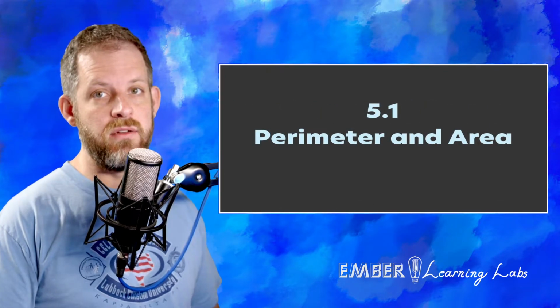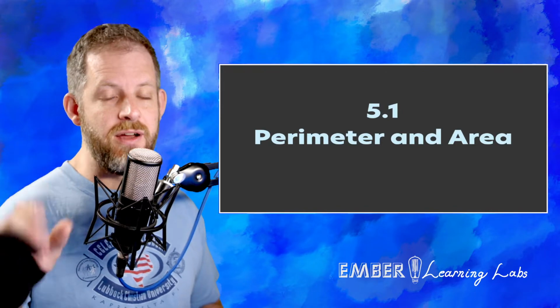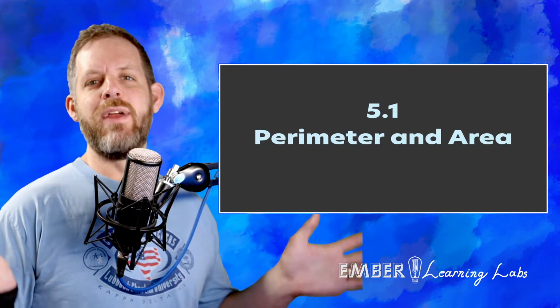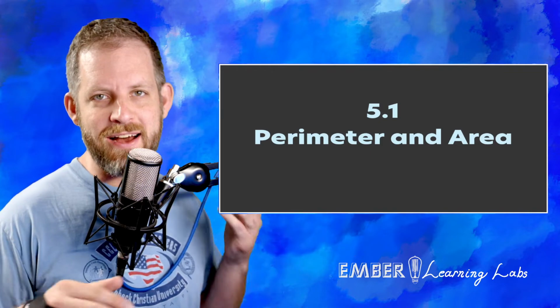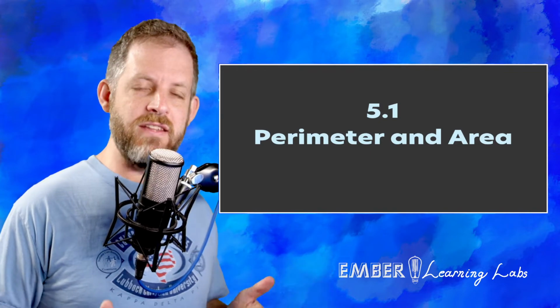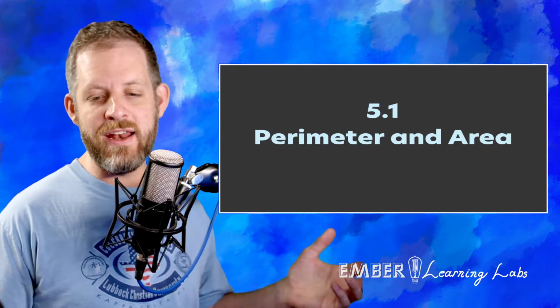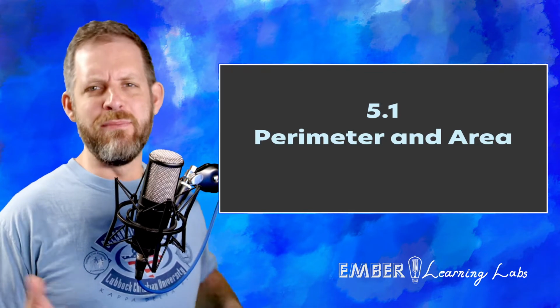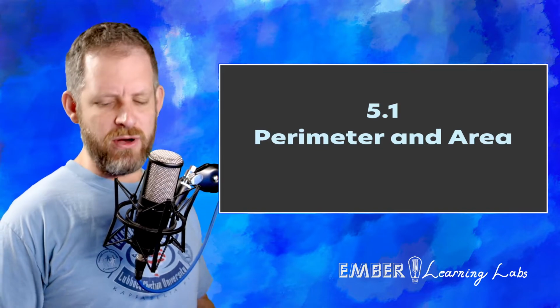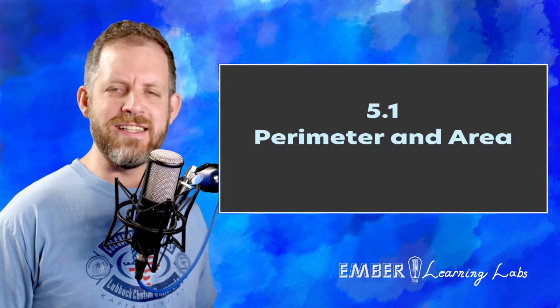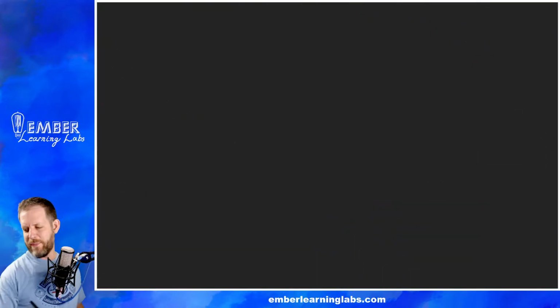Here we are again, Unit 5, but Lesson 1. Beginning a new unit, we're talking about equations and inequalities, and we're starting off with a bang because we're starting off with perimeter and area. We're going to put some equations and some meat on those bones and all of that kind of stuff. Let's dive in and see what happens.